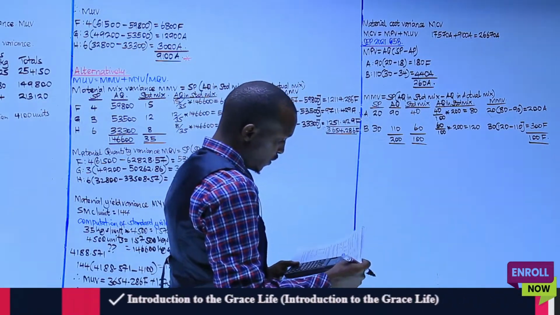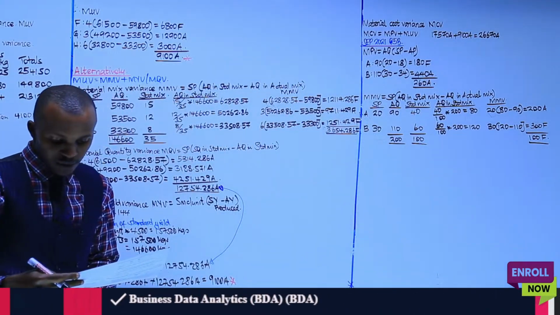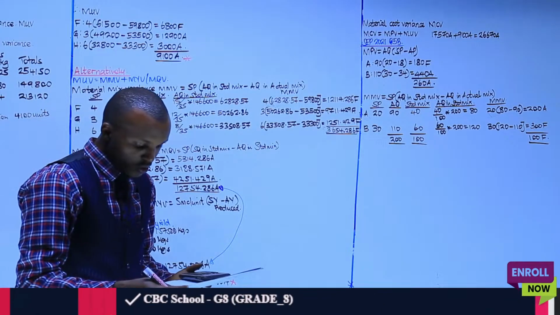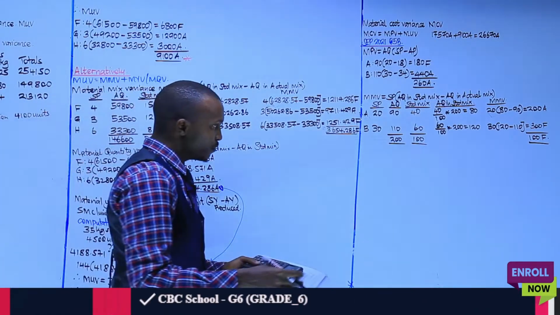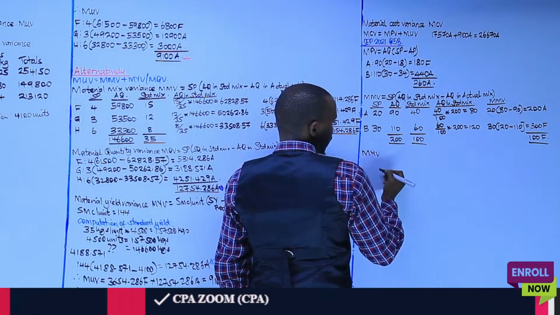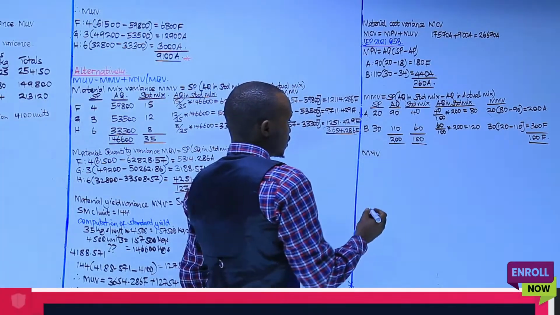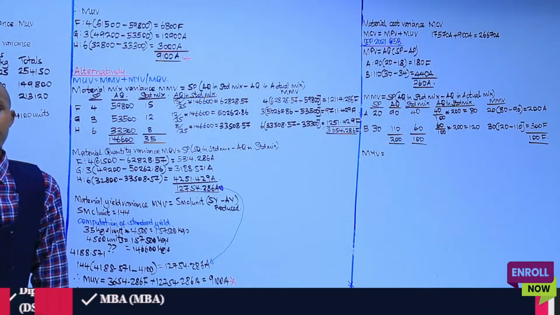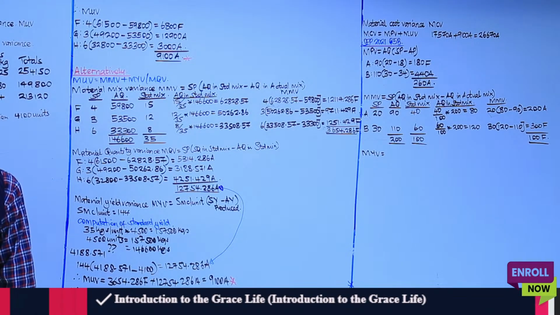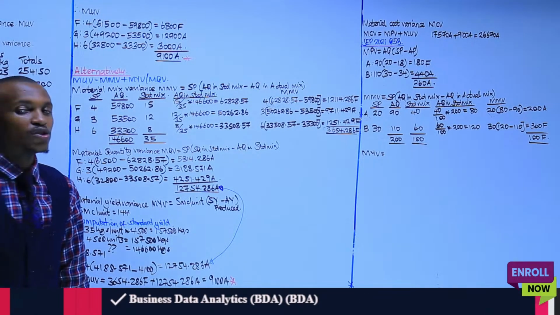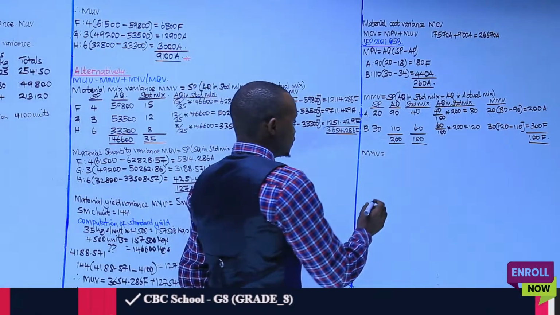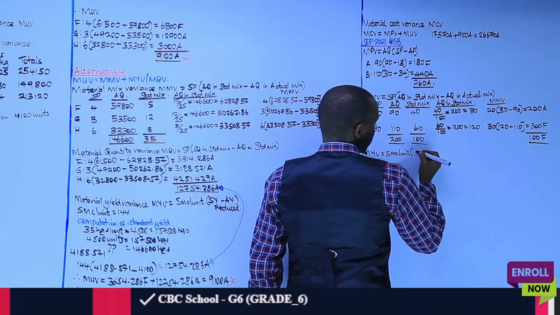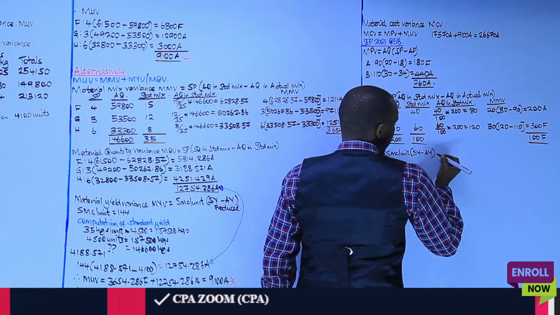Okay. The next item they are asking us to determine is your material yield variance. How do you get that? You simply take your standard material cost per unit times your standard yield minus your actual yield.